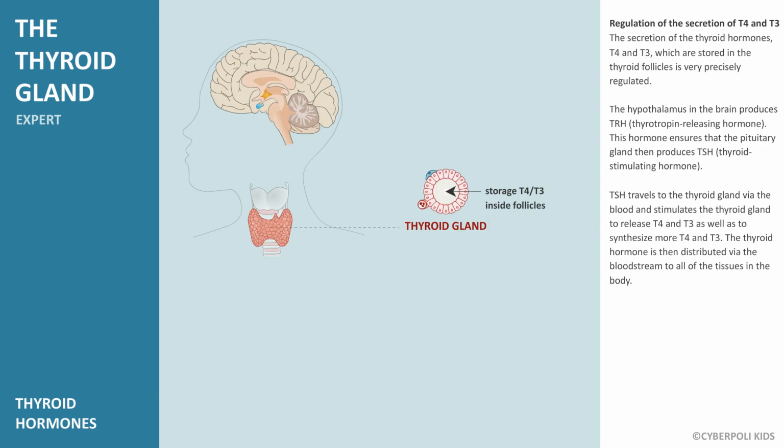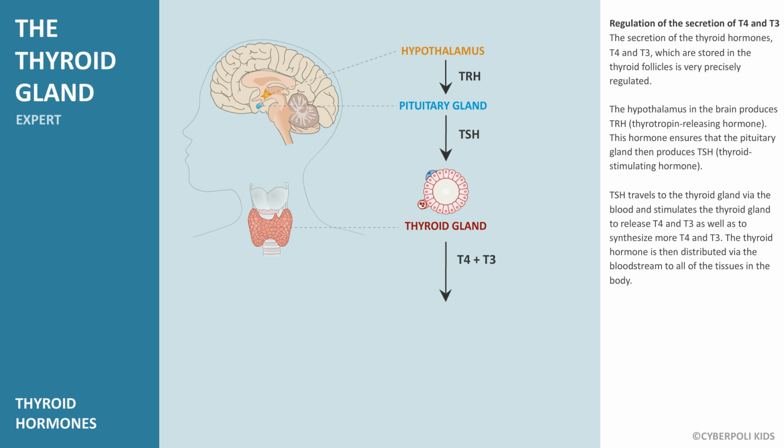The secretion of the thyroid hormones T4 and T3, which are stored in the thyroid follicles, is very precisely regulated. The hypothalamus in the brain produces TRH, thyrotropin-releasing hormone. This hormone ensures that the pituitary gland then produces TSH, thyroid-stimulating hormone. TSH travels to the thyroid gland via the blood and stimulates the thyroid gland to release T4 and T3, as well as to synthesize more T4 and T3.